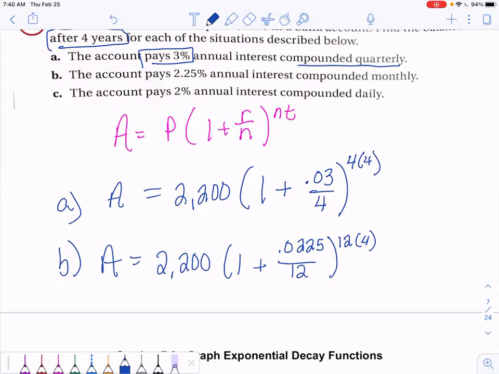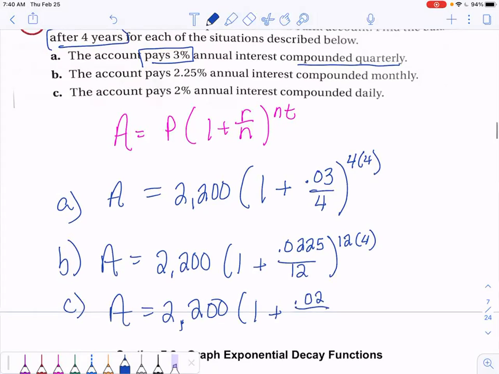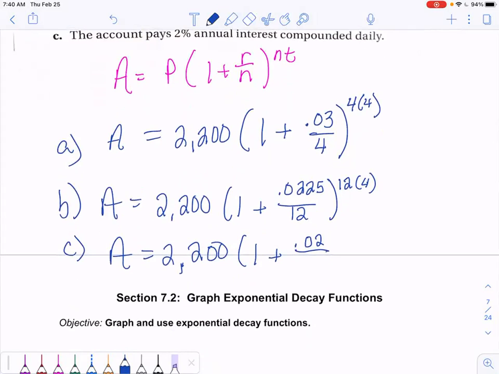And then last one, part C. Still the same amount. My rate is now 2%, so 0.02, but it's compounded daily. How many days are there in a year? 365 in a normal year. Last year was a leap year, so there was that extra day. And then I would have 365 times 4. Questions on that?